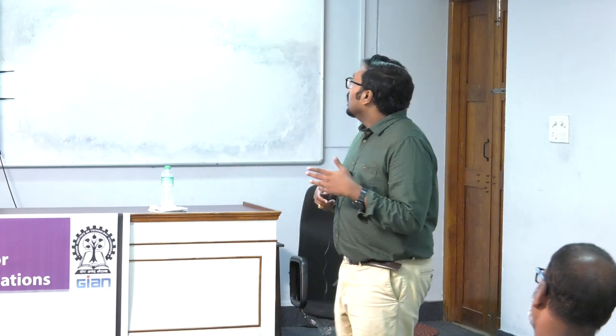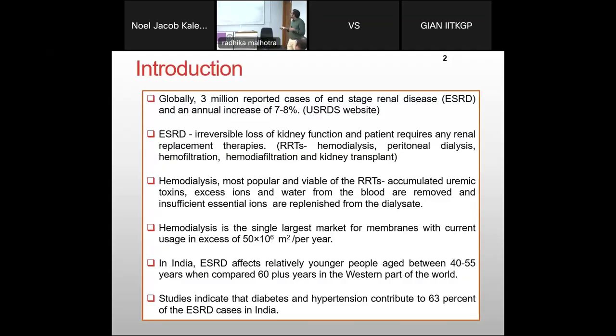The kidney not just removes metabolites, it also removes excess water in the form of urine. So dialysis removes accumulated toxins, excess ions, and water from the blood, and insufficient essential ions are replenished from the dialysate. Anyone from a biology background? You know that the kidney loses ions, and then it reabsorbs the ions. A natural kidney does that, whereas artificially that is not possible by membrane-based separation, where only separation happens. So any essential ions, basically the sodium to potassium ratio, that the body loses is replenished from the dialysate side.